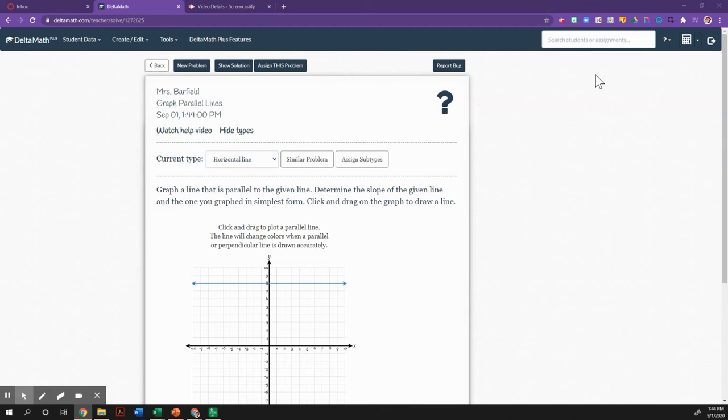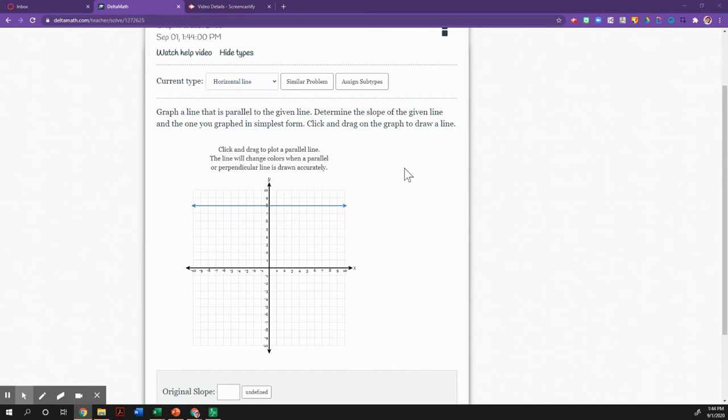All right, you guys, so let's look at graphing parallel lines. In our Delta Math assignment, it says graph a line that is parallel to the given line, determine the slope of the given line and the one you graphed in simplest form. Click and drag on the graph to draw a line. When it says click and drag to plot a parallel line, the line will change colors when a parallel or perpendicular line is drawn accurately.